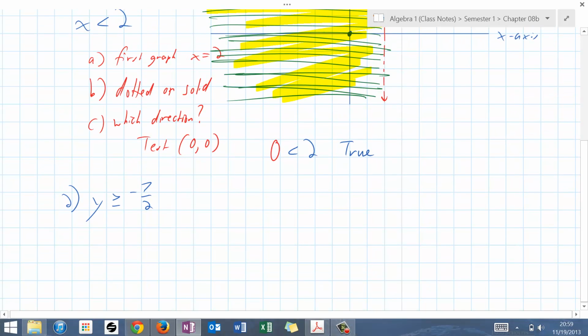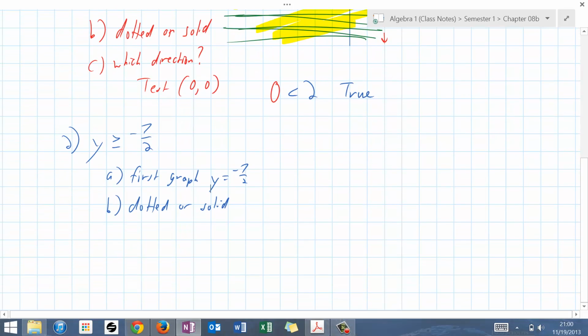Well, we're going to follow the same process. I'm going to first graph y equals -7/2. And while I'm doing that, I'm just going to quickly decide, is it a dotted or a solid line? Well, it's y is greater than or equal to, and whenever we did that on a number line, that was a solid, closed circle. So this is going to be a solid line because that's what the greater than or equal to part means. That's our graphical interpretation of it.